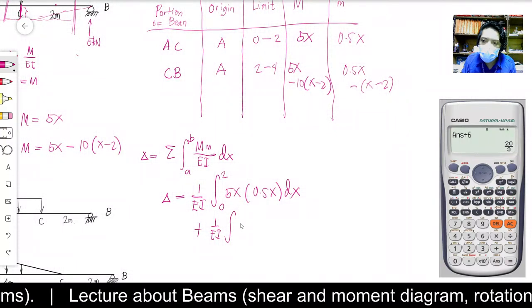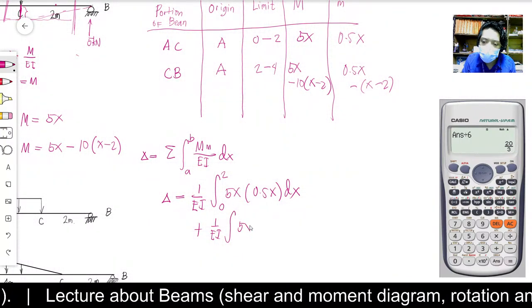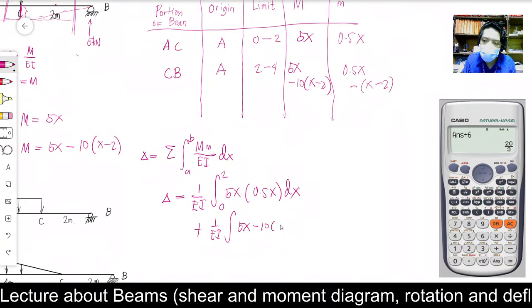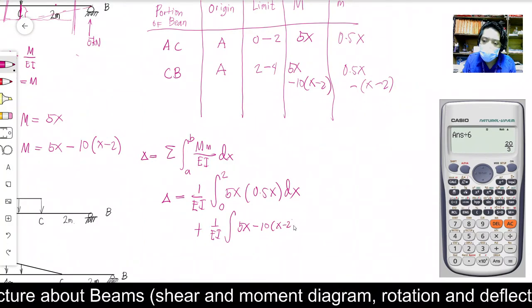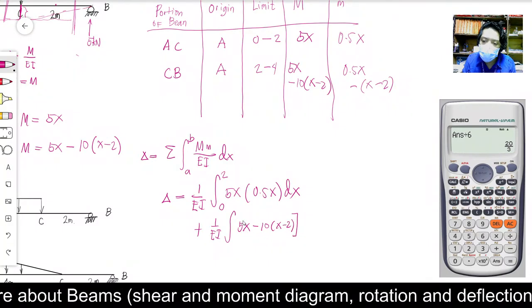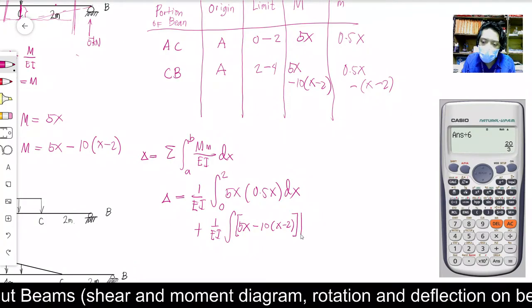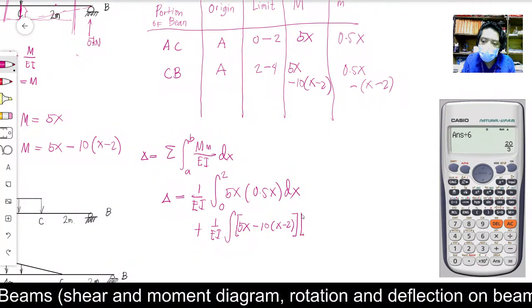Capital letter M is 5x minus 10 times x minus 2. Wow, this is a very complicated one. Times... That's an M pa lang, ha? M pa lang yan.